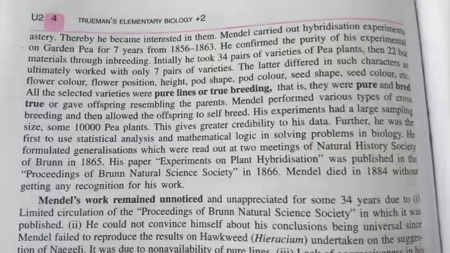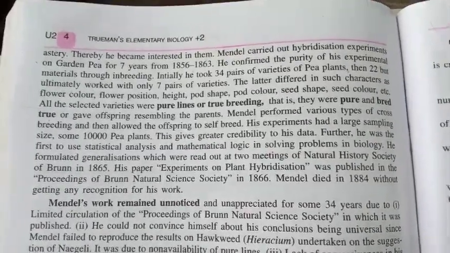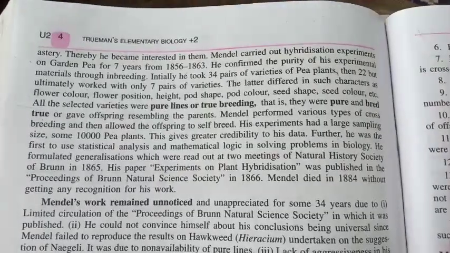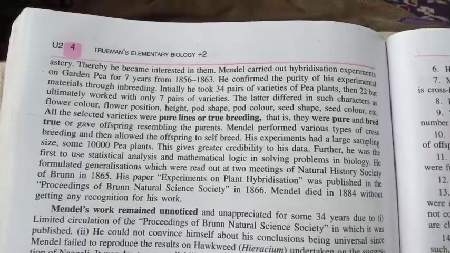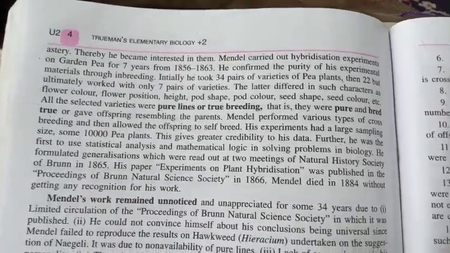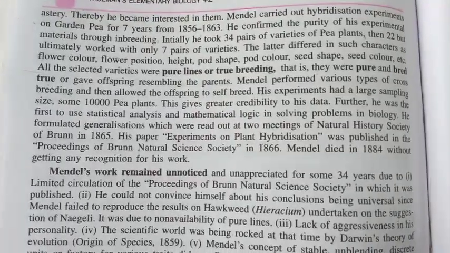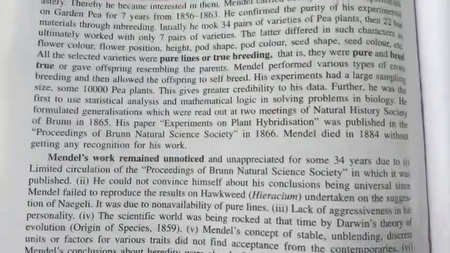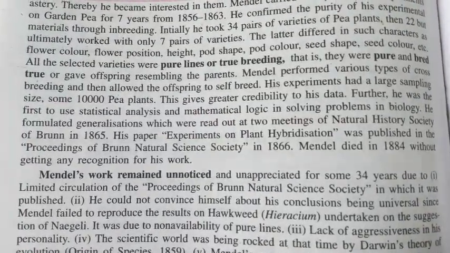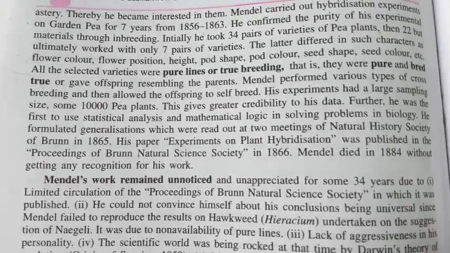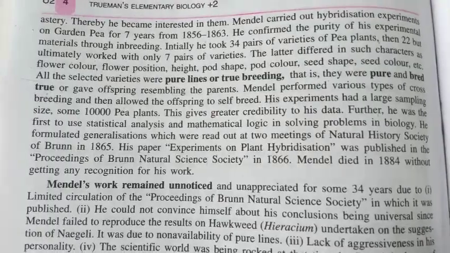All the selected varieties were pure lines or true breeding. This we will explain in our later topics. That is, they bred true or gave offspring resembling the parents. And Mendel performed various types of cross breeding and then allowed the offspring to self-breed. And that is how he proved the true lines.